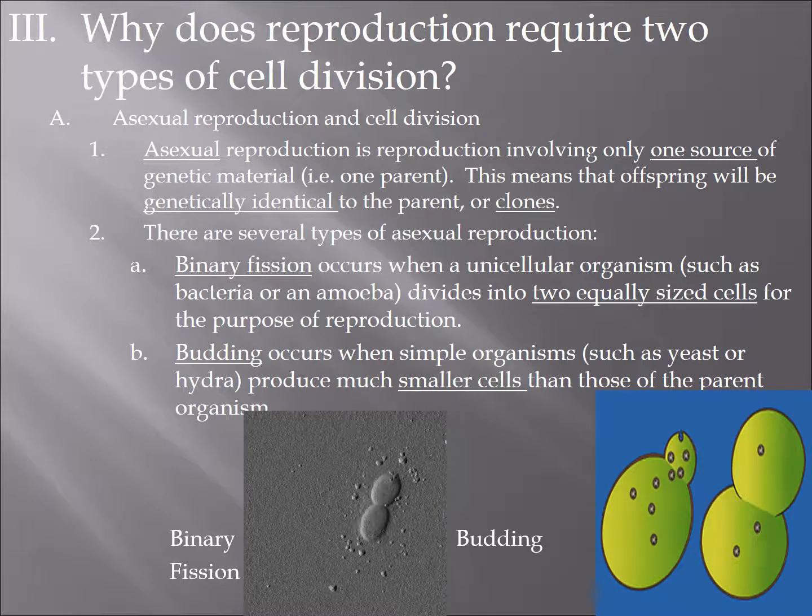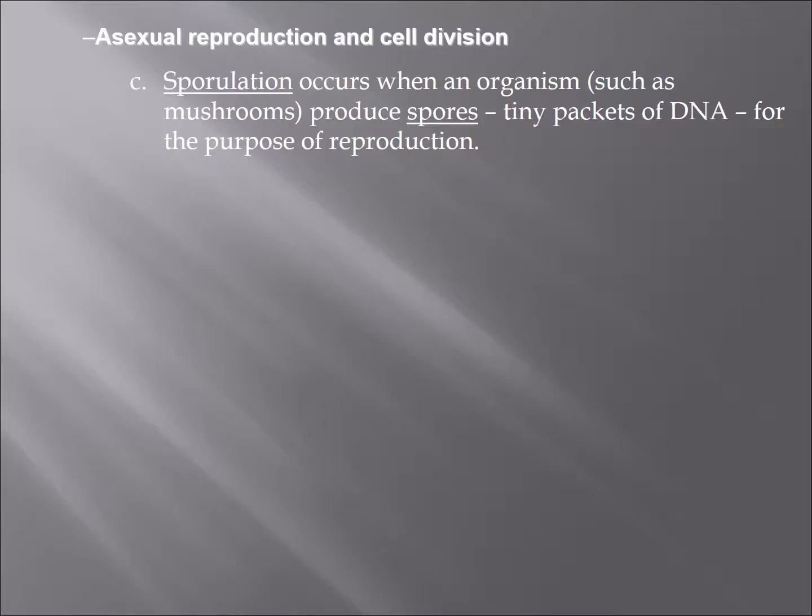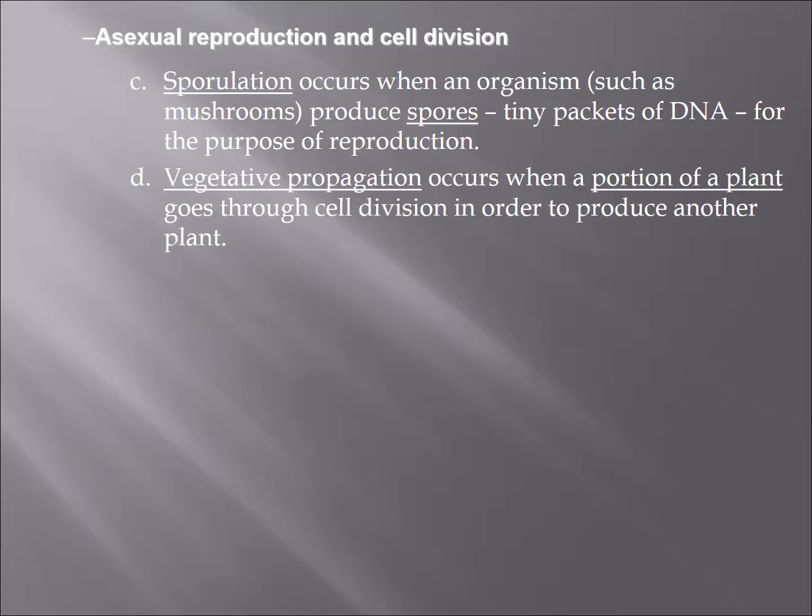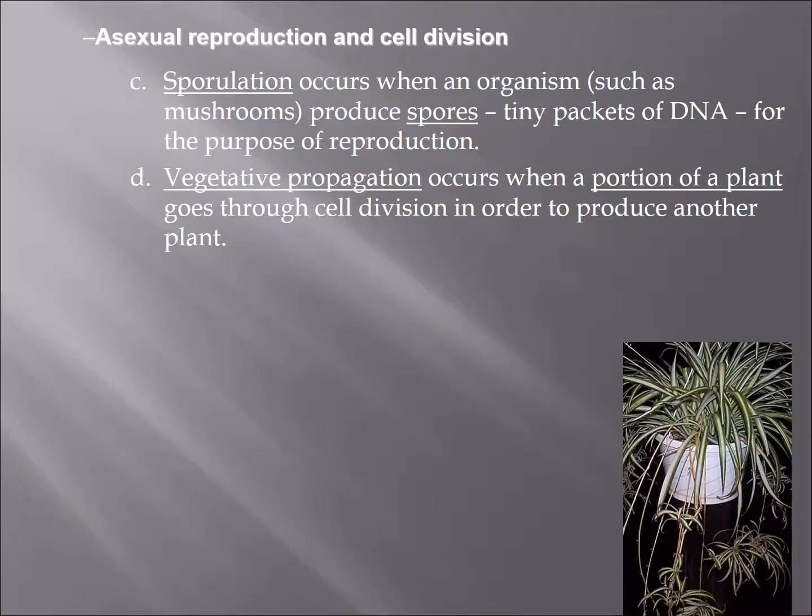So let's look at budding. They produce a small thing and eventually it does pinch off. Some other types of asexual reproduction: sporulation. This is what happens with mushrooms. It produces spores or teeny packets of DNA for reproduction. And then we have vegetative propagation, and this occurs when a portion of the plant goes through cell division to produce another piece of plant. If you look at this image of this plant, you can see smaller plants coming off from the extensions, and that's called vegetative propagation.